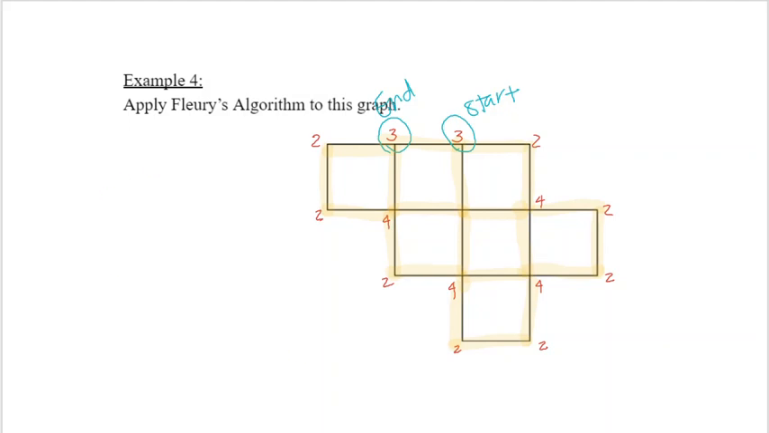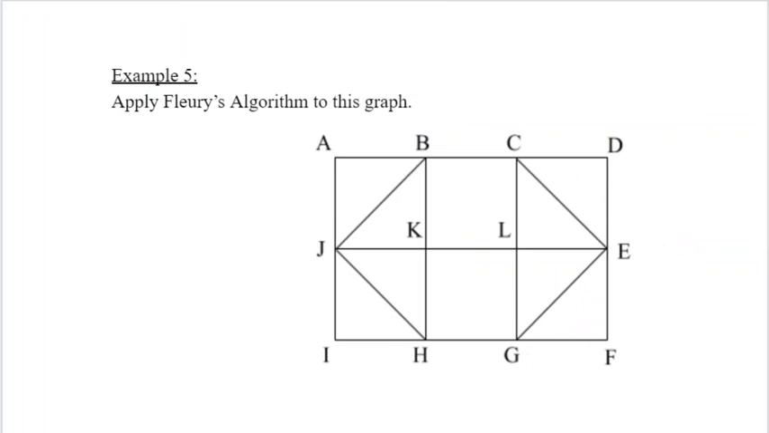Let's look at another example. Again, we're trying to apply Fleury's algorithm. So I need to check the degrees of each of the vertices. So I have 2 odd vertices again, so I need to start at one and end at the other. I'm going to choose to start on the right, and end on the left.